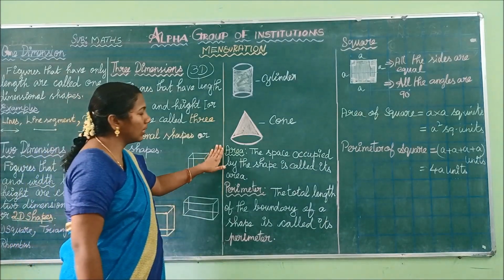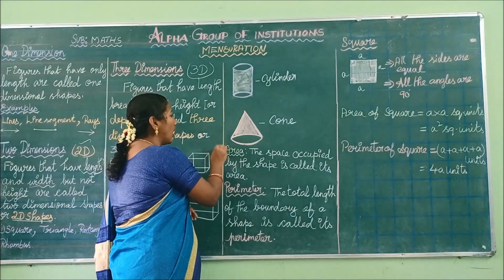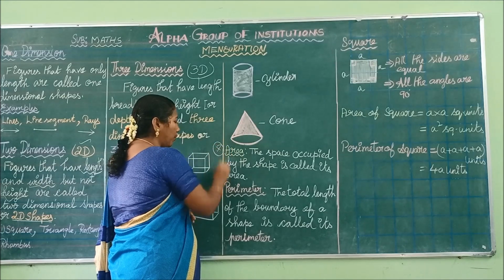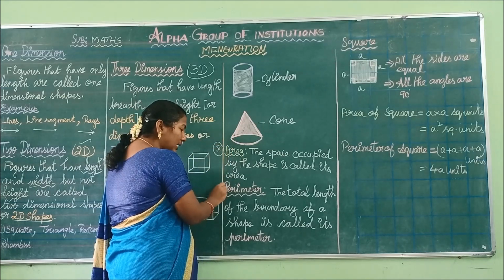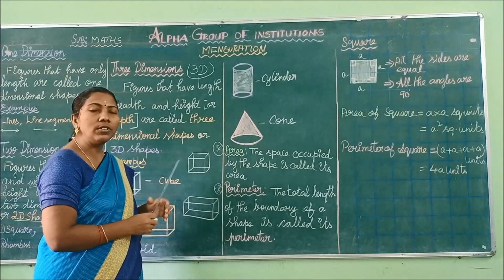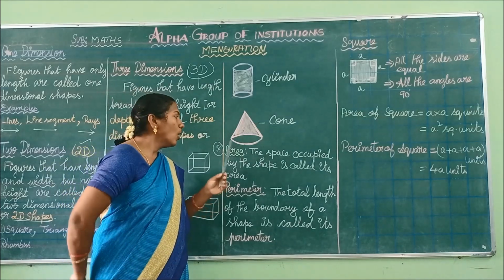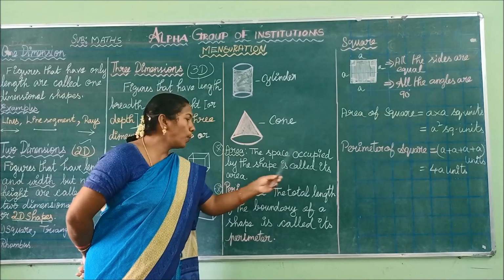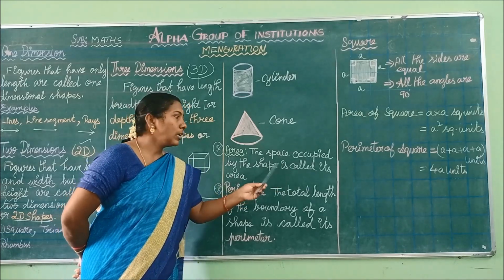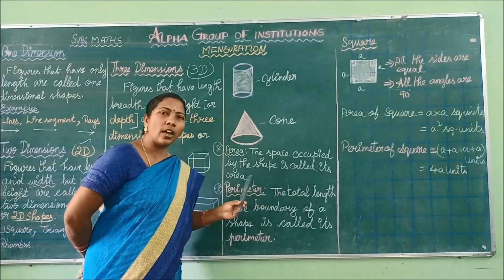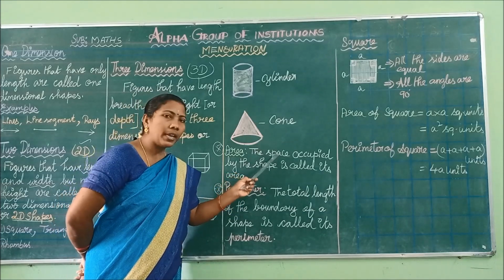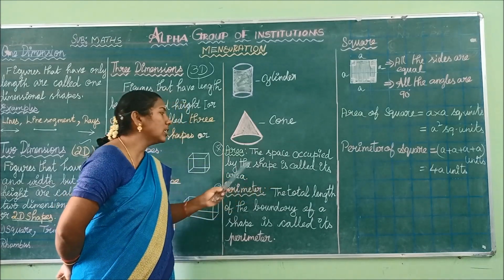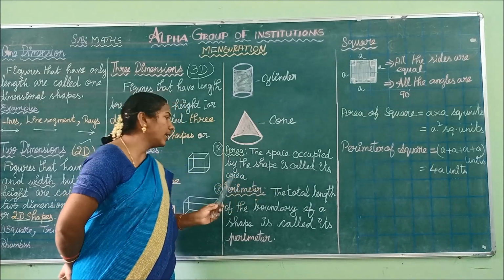Next we are going to see the concept of area and perimeter. These are very important concepts. You must understand this concept first, and then we will see the formulas for the shapes. What is meant by area? The space occupied by the shape is called its area. Do you understand, children? The space occupied by the shape is called its area.